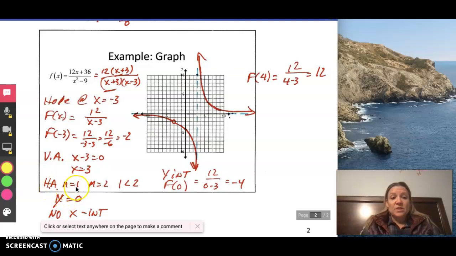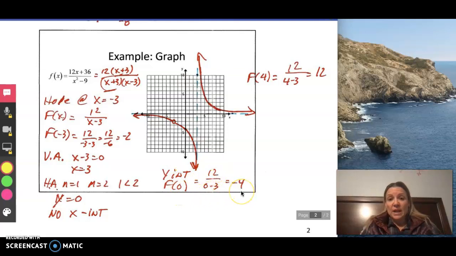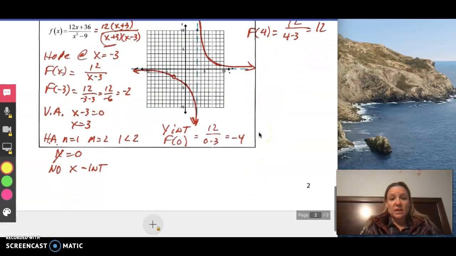Horizontal asymptote: the largest exponent of the numerator is 1, the denominator is 2, so 1 is less than 2. That means your horizontal asymptote is again at y equals 0. That one comes up a lot. There's no x-intercept. The y-intercept is when you plug in 0, and you should get negative 4. And then if you want any other points, you can plug in numbers and graph.